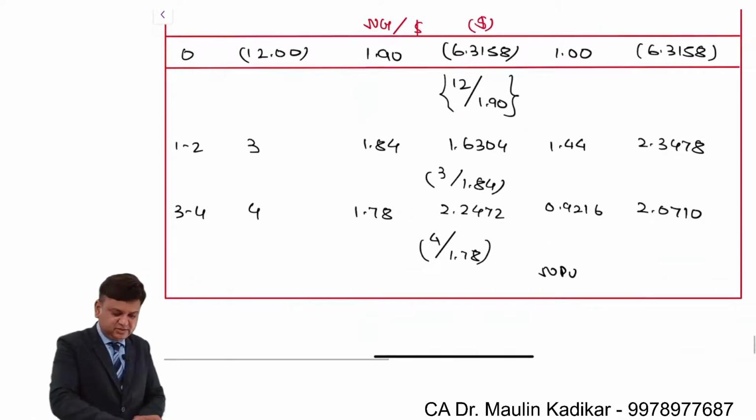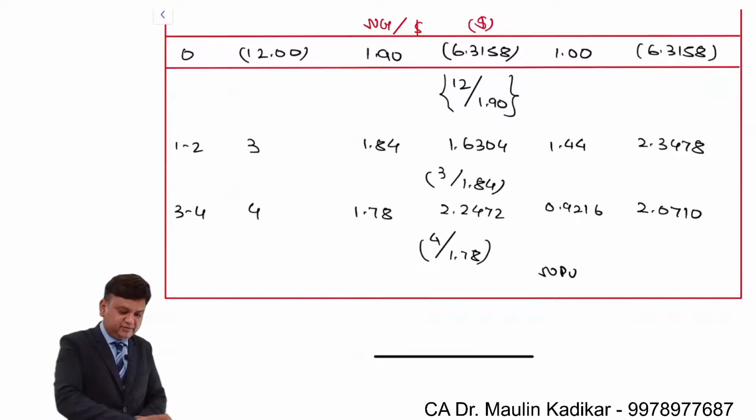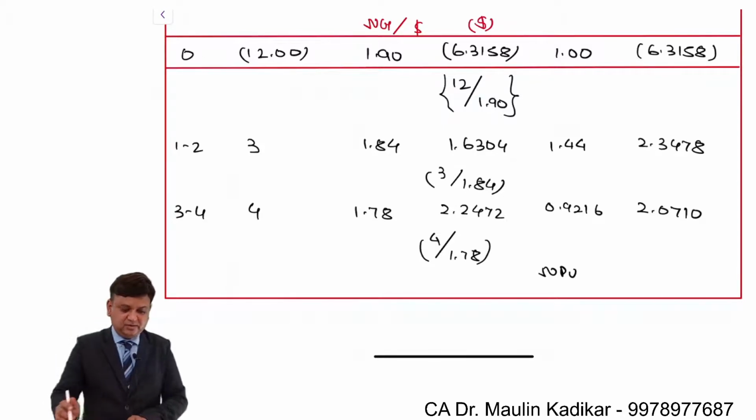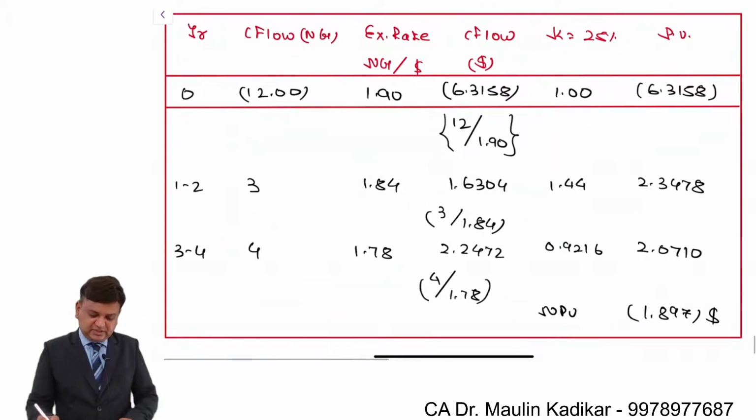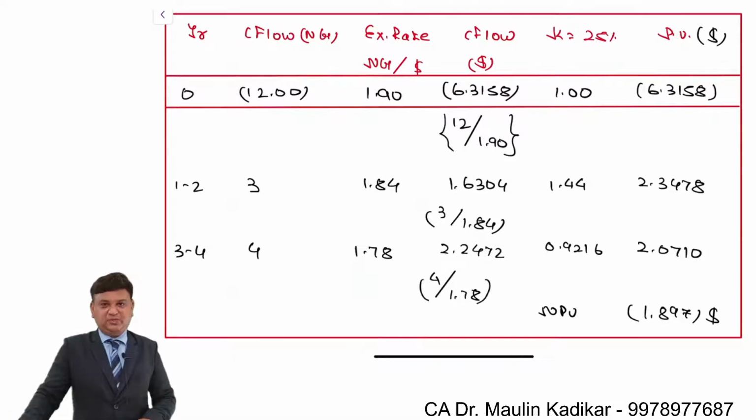So the NPV is 2.3478 plus 2.0710 minus 6.3158. So 1.897. Again, NPV of the project is negative, so we advise the company not to accept the project.